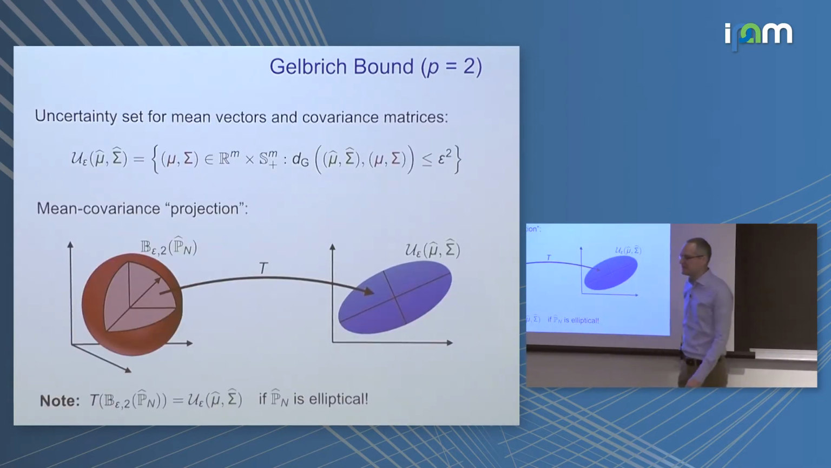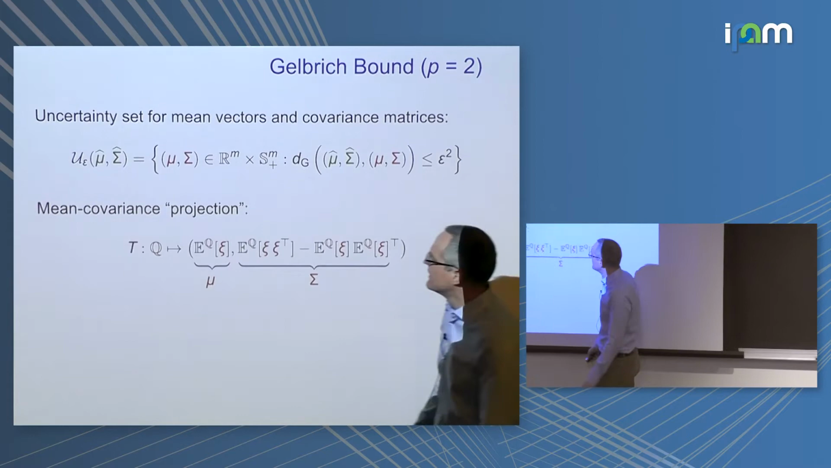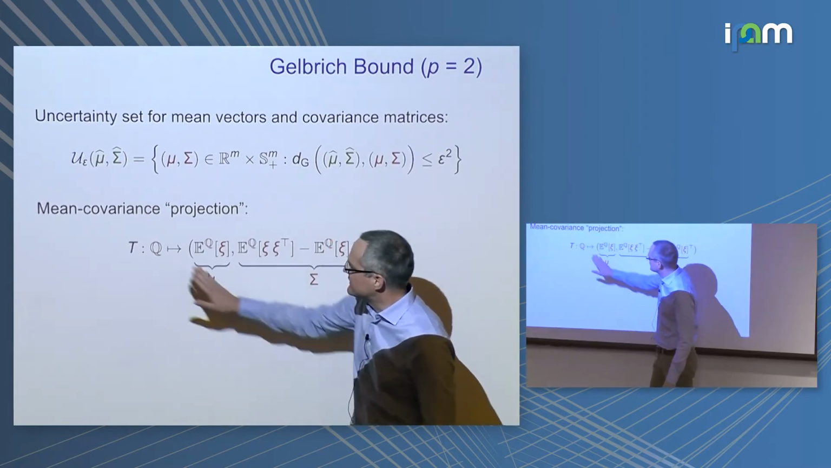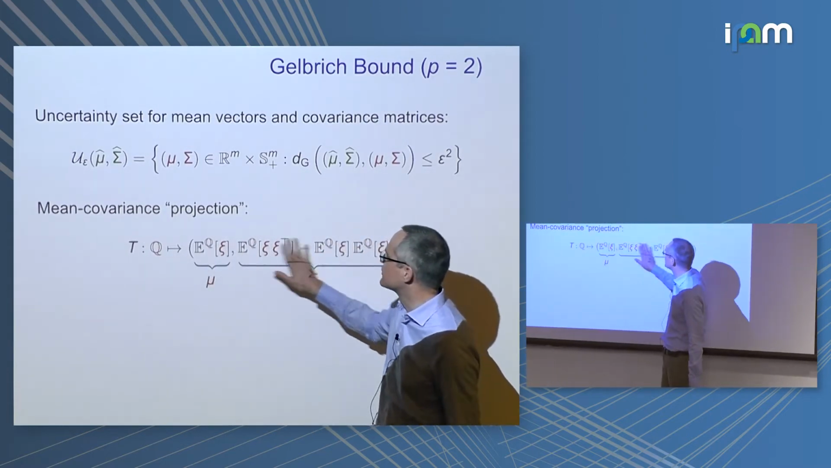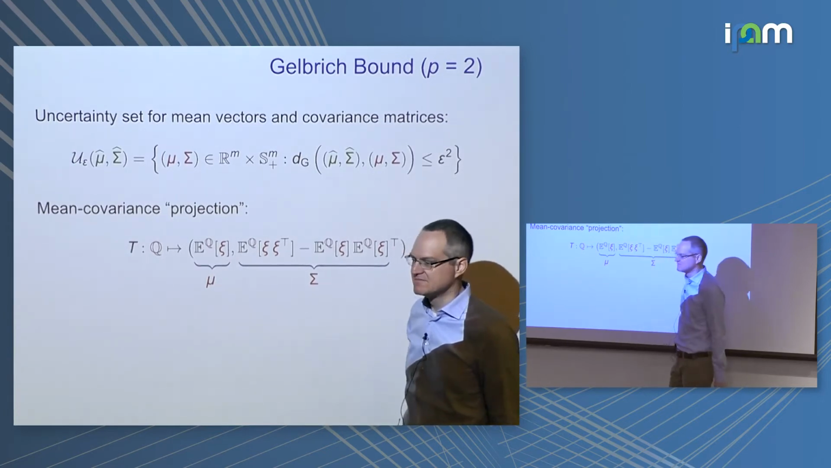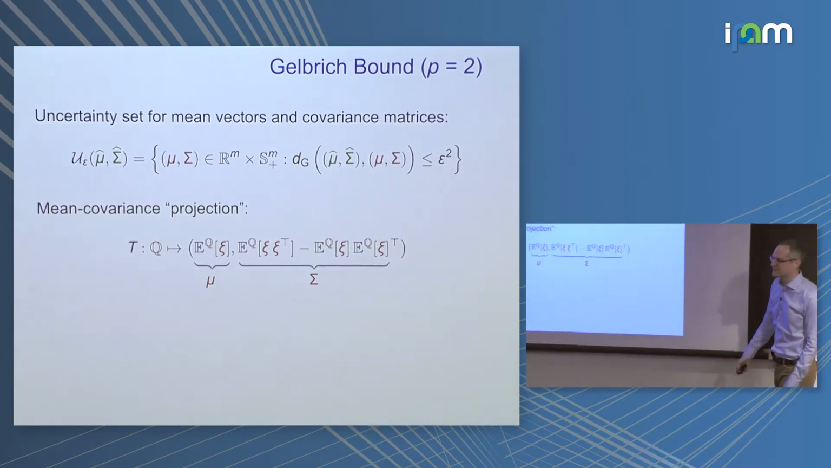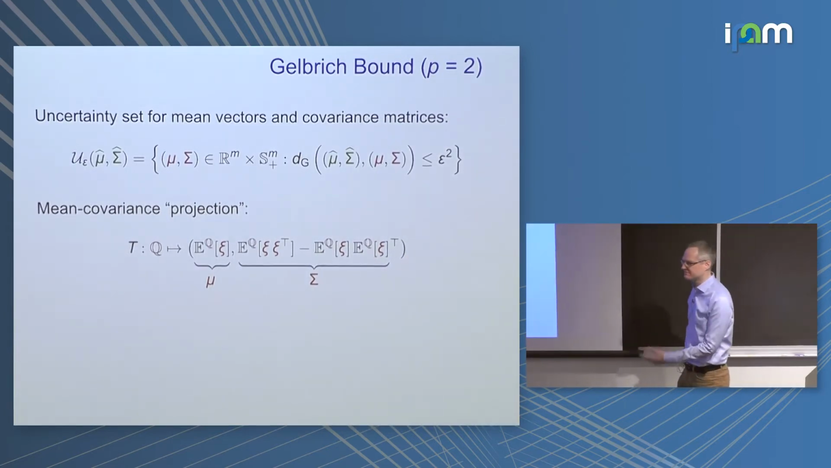Yes? T just takes the distribution and calculates its mean value and its covariance matrix. Yeah. It's a nonlinear map.